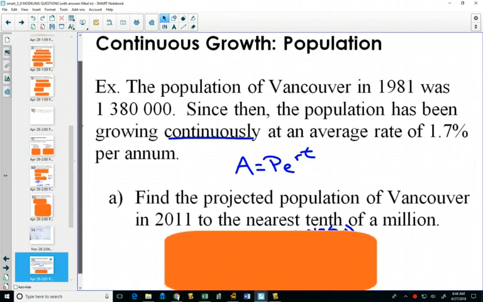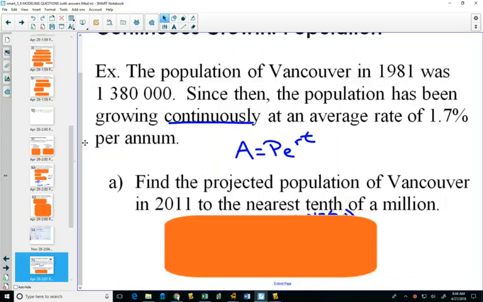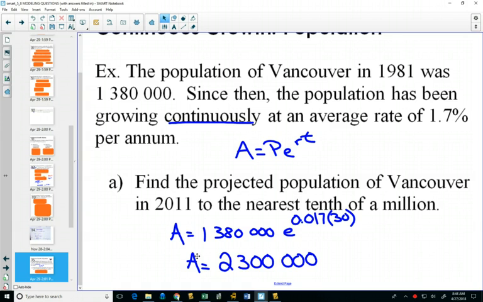So just getting used to the formula, here's the situation. Population Vancouver, 1981, 1.38 million. It was growing continuously at a rate of 1.7%. Find the projected population in 2011. So when looking at this formula, we want to now find the amount. We know that the initial amount was 1.38 million. The rate as a decimal is 0.017. And in 2011, that would be 30 years after 1981.